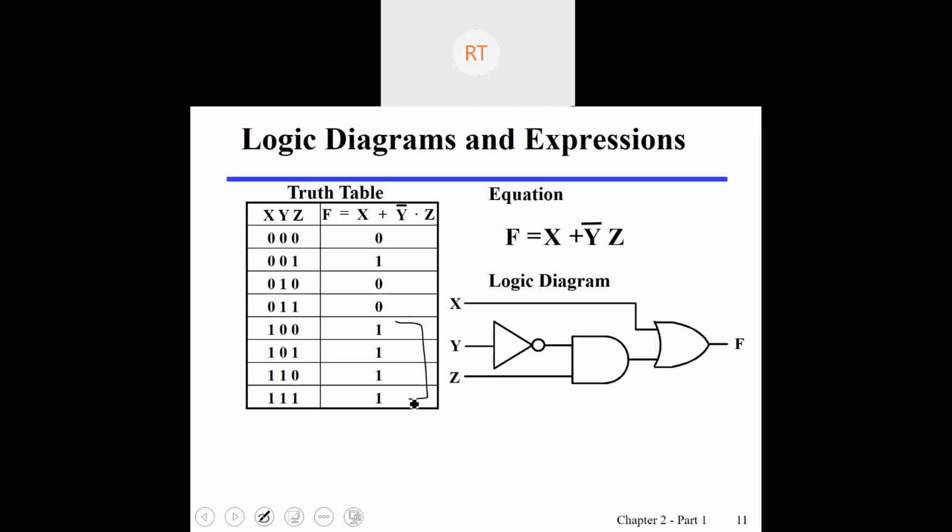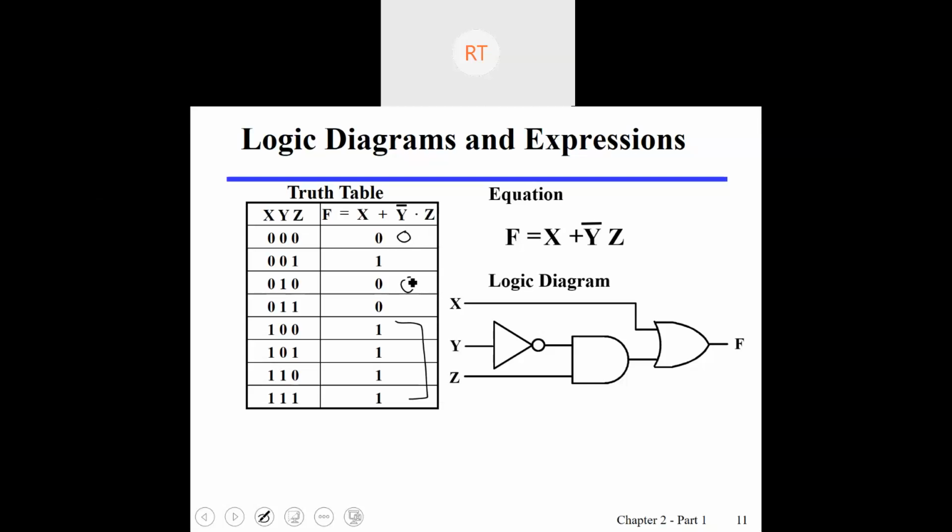Now how do I fill this? Here I have to do y bar z. I don't have to do or with x because I already know that x is 0. So I only check here y bar z. It will give me 1 and 0. So where z is 0 it will give me a 0. Do you agree? Where z is 0, it will give me a 0. So I directly fill 0 here and 0 here.